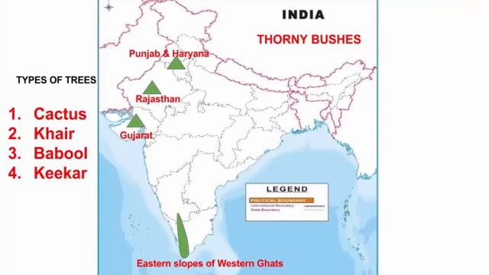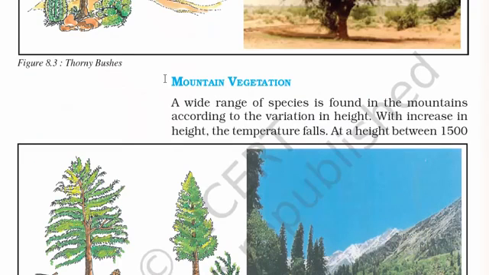I'm going to put a link of that page where the maps are going to be available that I put on this video, and you can go ahead and download it and take a printout and keep it handy for learning purpose. The next type of vegetation is the mountain vegetation.